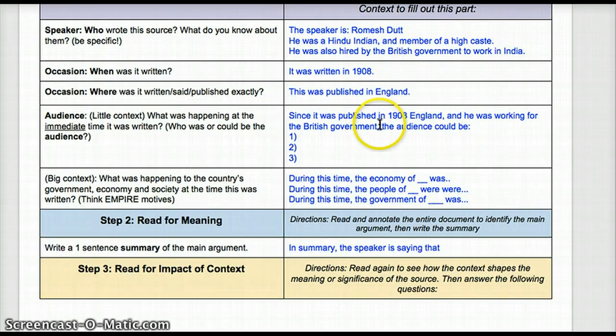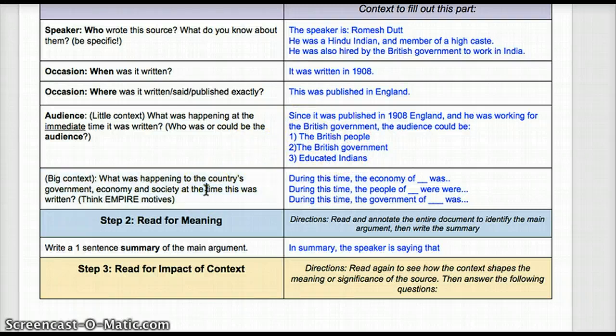Well, let's think about it. If he's working in England, he's working for the English, and it was published in England, who's going to read it? Most likely the government, the British audience. The audience could be the British people, the British government, and other educated Indians perhaps too. But most likely the British is going to read this.